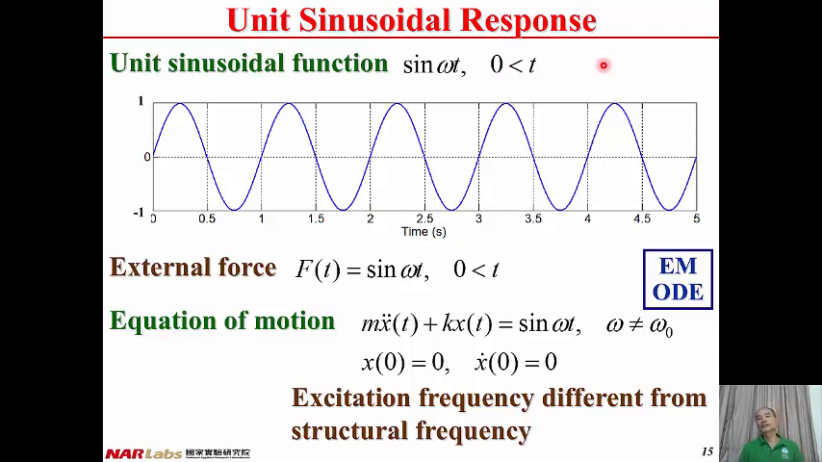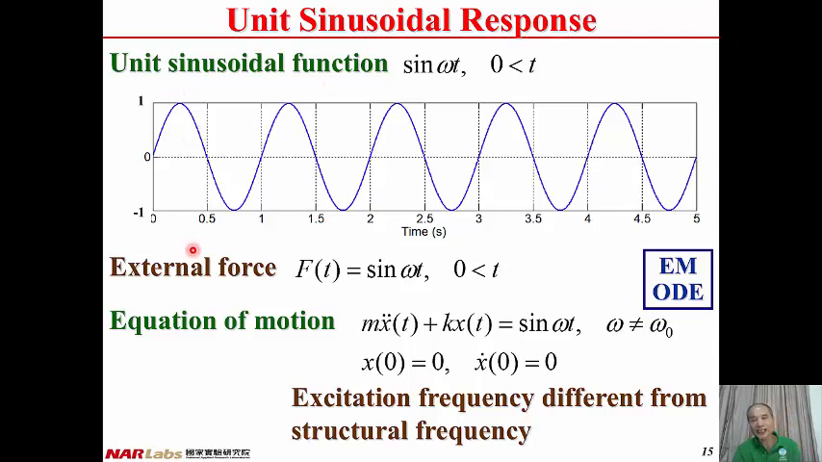And third, we consider unit sinusoidal response, and the forcing function is sine omega t. Omega is the excitation frequency. 1 is the amplitude of the excitation. Therefore, it's called unit because of the unit amplitude, sinusoidal because it's a sine function. Therefore, it's called unit sinusoidal function.